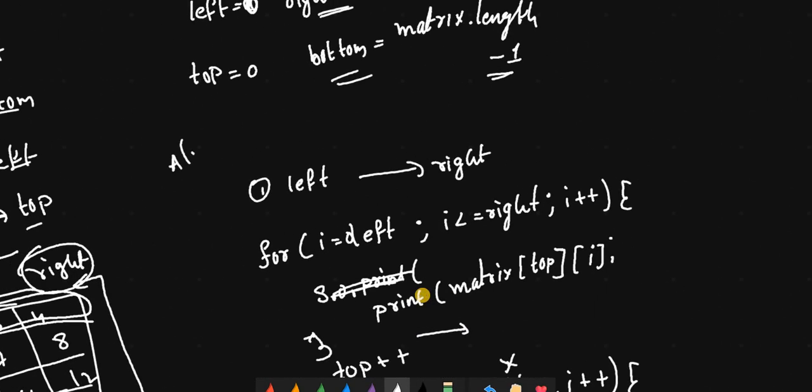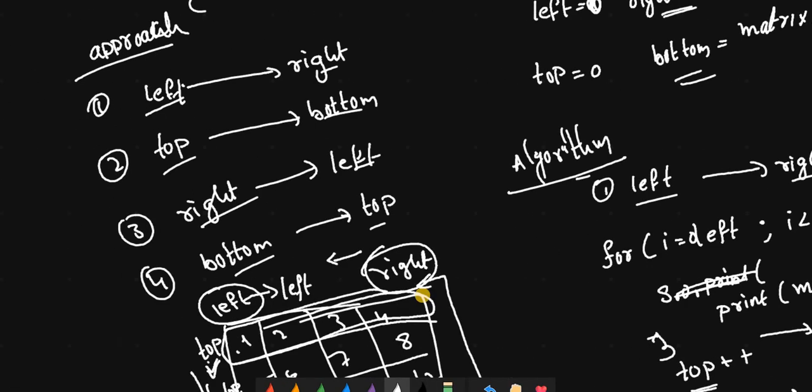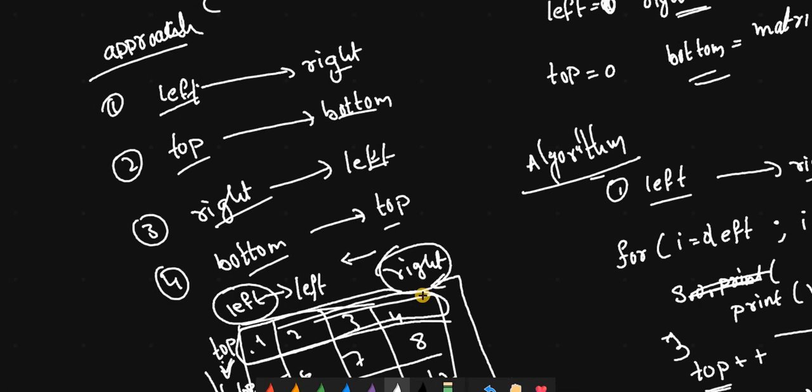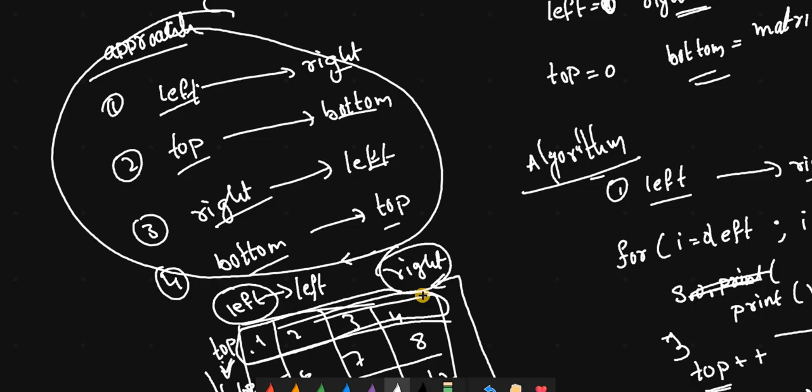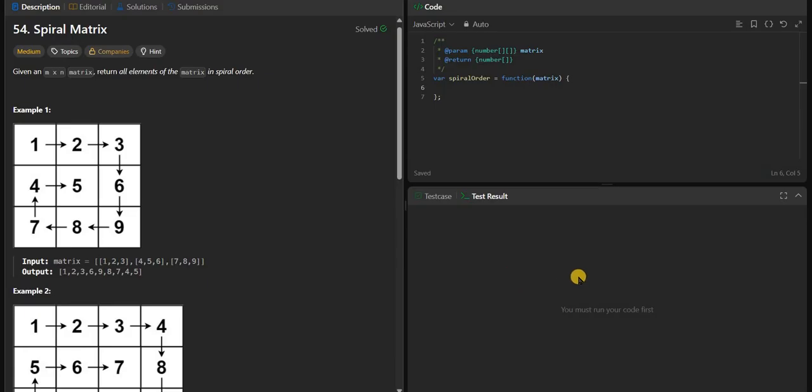You can think of it like an algorithm. In this, we are using four approaches: left to right, top to bottom, right to left, and bottom to top. Just simple, guys. Just remember these four approaches, then you will get the logic. You will definitely solve this problem. Okay. Now let's see this problem's code in LeetCode.